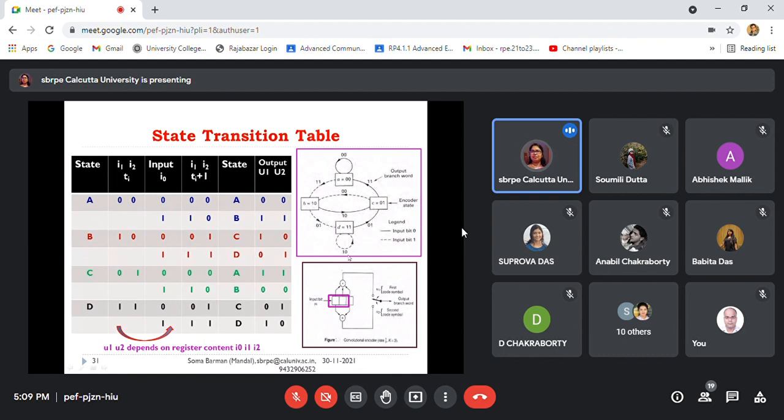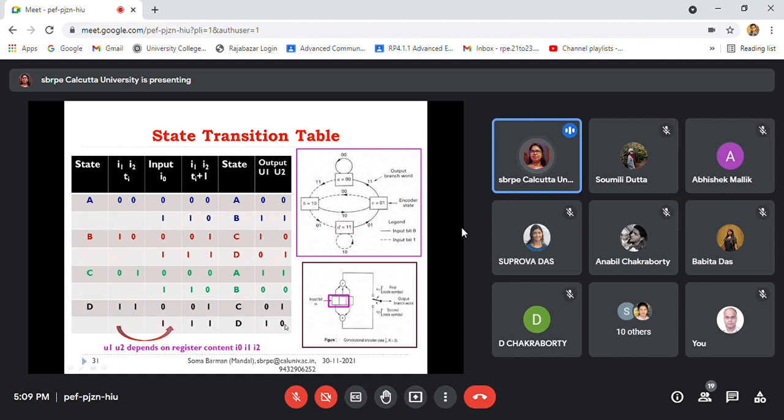Why is the output 1 0? Because the register content here is 1 1 1, so this is 1, and here is 1 1, so this is connection 1 0 1, so it is 0. So the output will be 1 0. So that's why the output here is 1 0.